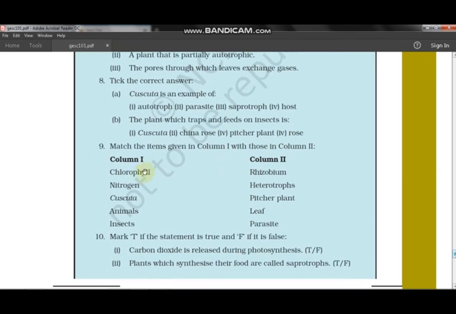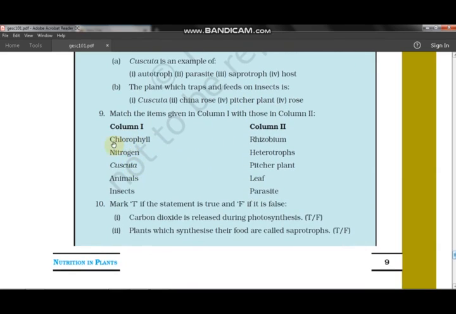Now we have to match the columns. Chlorophyll is present in the leaves. Nitrogen is synthesized by the rhizobium. Cascata is a parasite. Animals are heterotrophs. And who eats the insect? Pitcher plant eats the insect. So in this manner we can match them up.